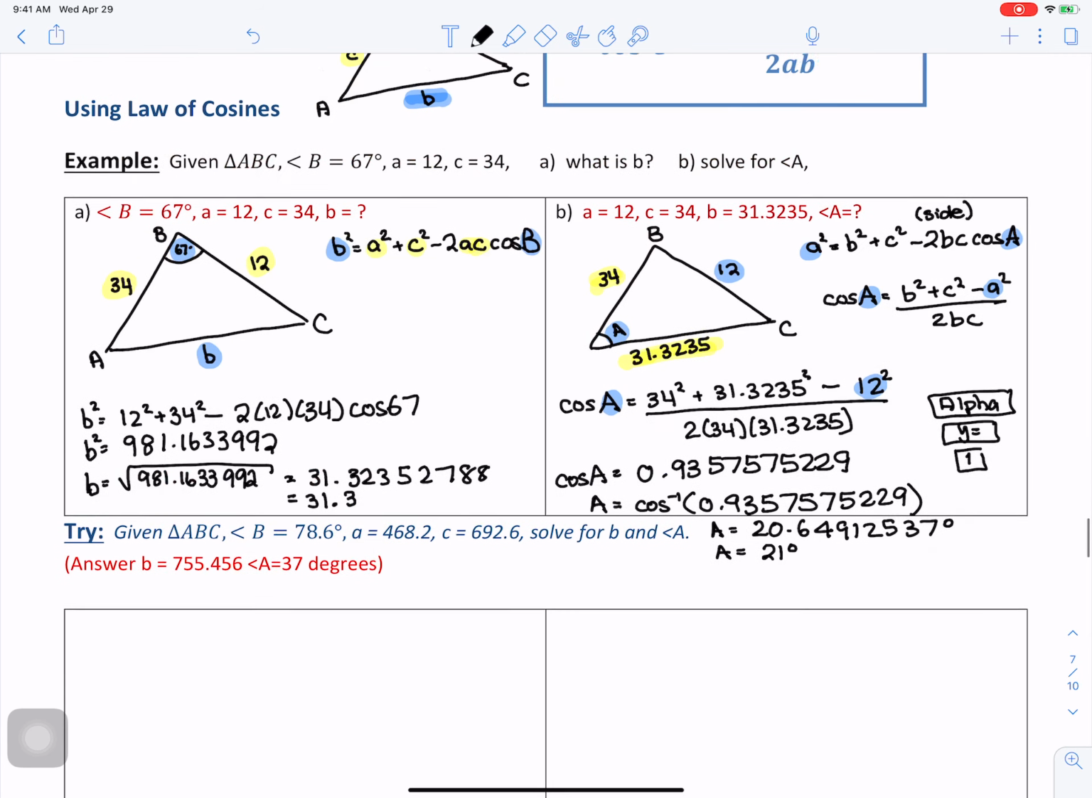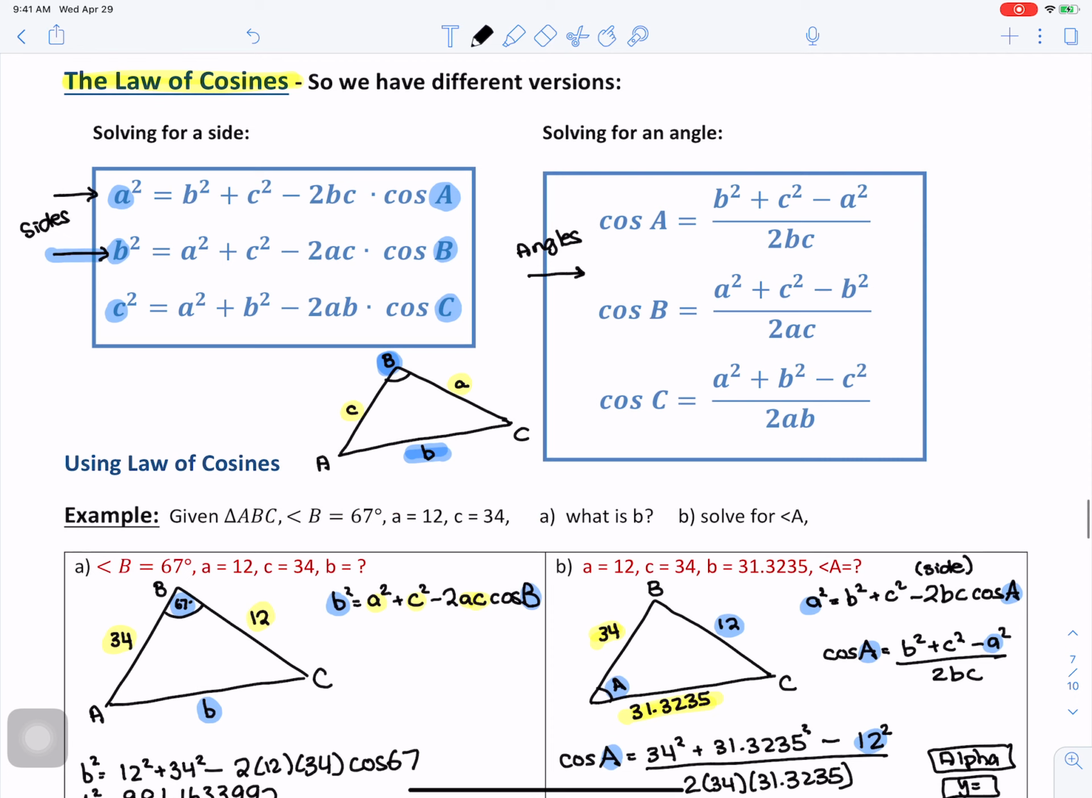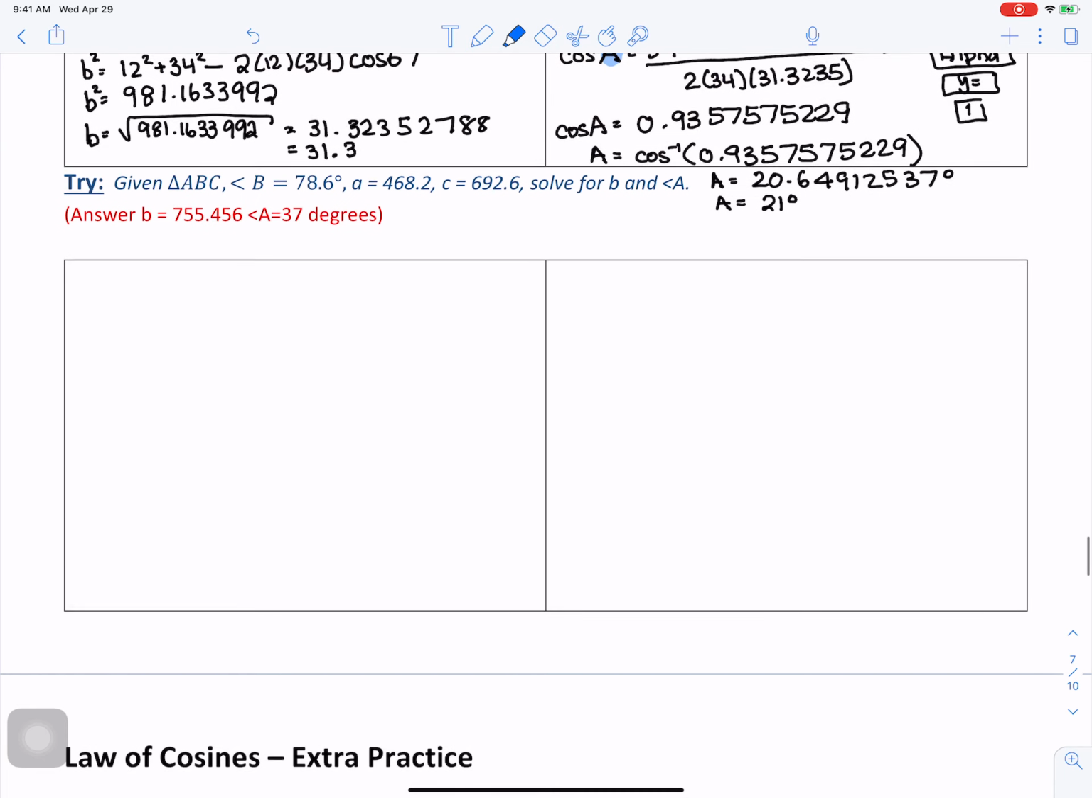So again, the key ideas are that if you're solving for a side, you're going to use one of these formulas. And if you're solving for an angle, you're going to use one of these formulas. But in order to create the formula, it doesn't matter what letters you use as long as this letter and this letter pair up together. And one of those two letters would be what you're looking for. So if I'm looking for a side, I would use the left-hand side formulas. If I was looking for an angle, I would use the right-hand side formulas.